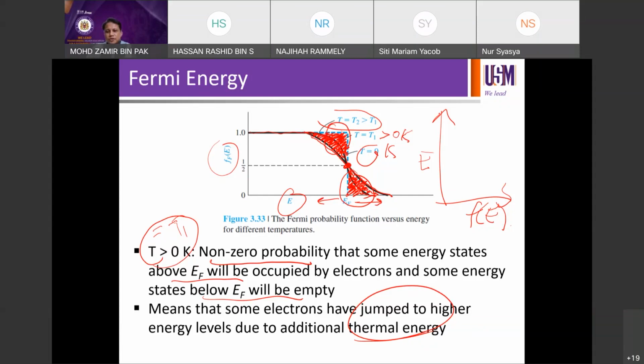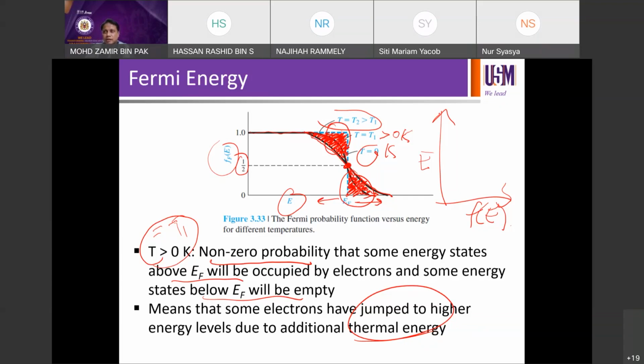Half, right? So when T equals 0 Kelvin, when T equals T1, when T equals T2, when T equals T whatever, the value of Fe will always be 0.5. That's why sometimes you can see the definition of Fermi energy is the energy where the probability of finding an electron at that particular energy equals EF is 0.5. So some definitions give you like that, to be the definition of Fermi energy.